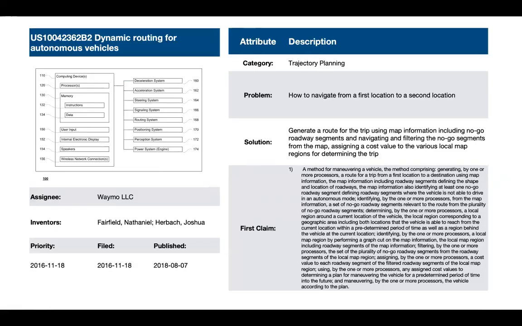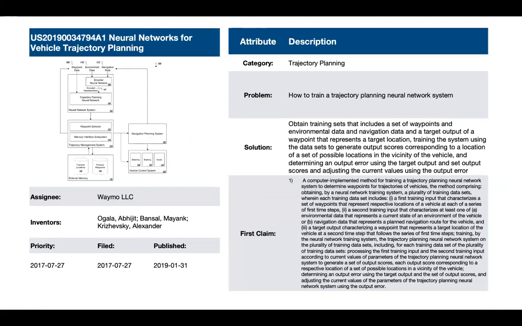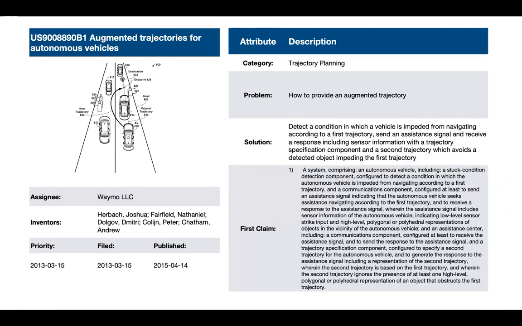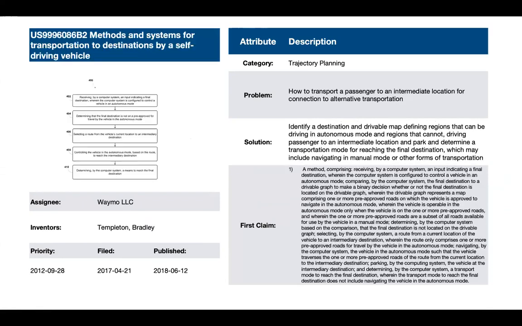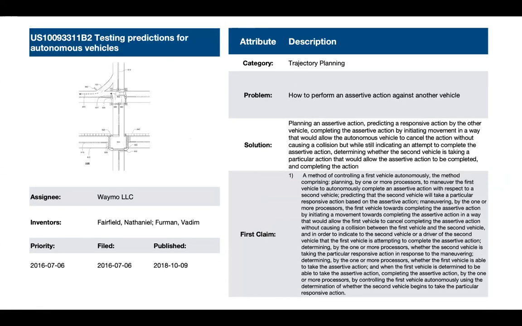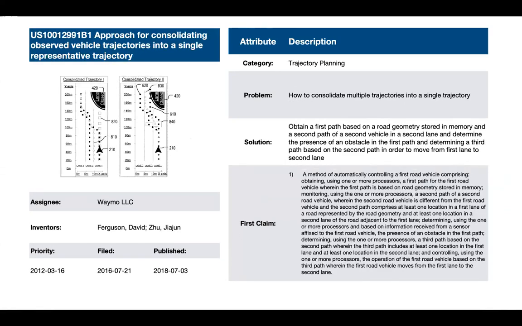Okay. Neural networks for planning, training that network, augmented trajectory, and testing predictions. Here is my augmented trajectory again.